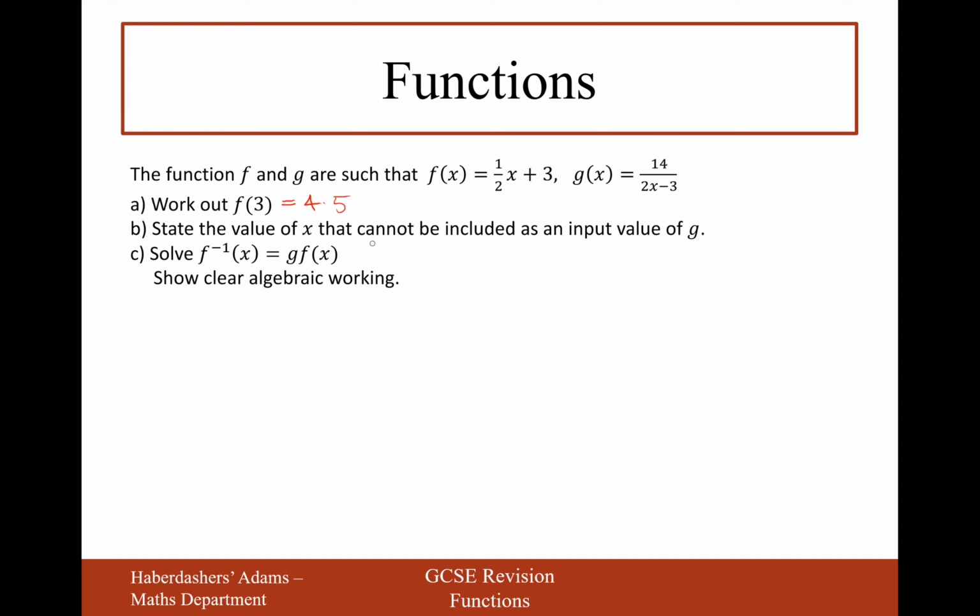State which value of x cannot be used for the input value of g. So we need to think what x value will make the denominator of the g function 0, because you can't ever divide by 0, or you can't ever have a fraction that has a 0 on the bottom. I think if we used 1.5, then that would make the denominator 0. So 1.5 is the answer we're not allowed to use for x in the g function.